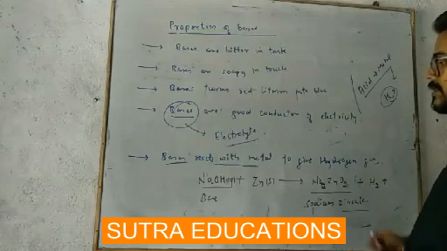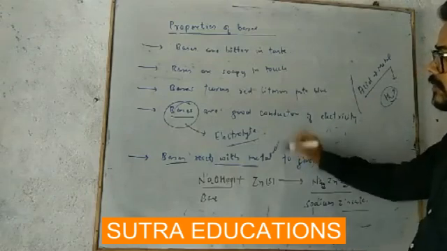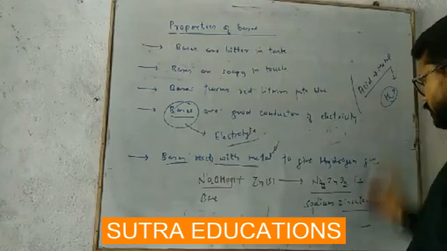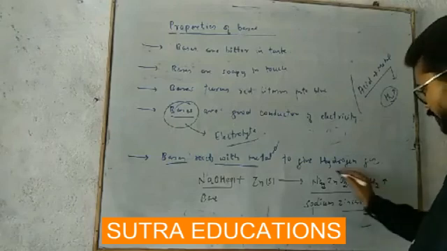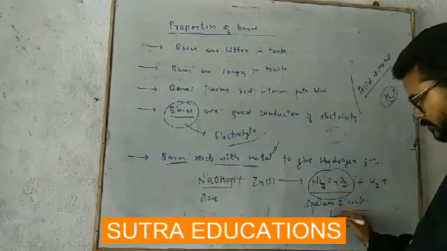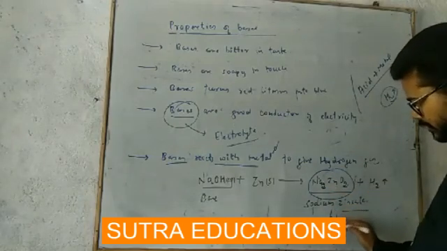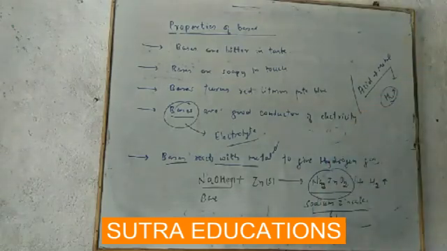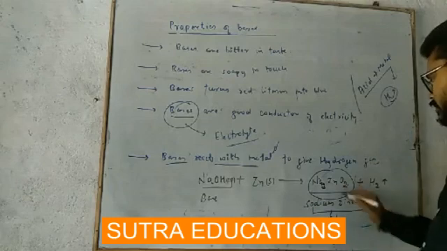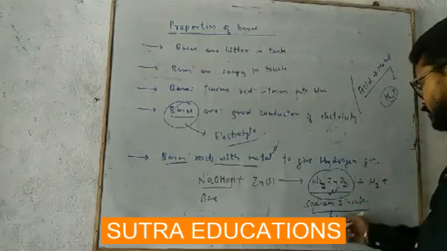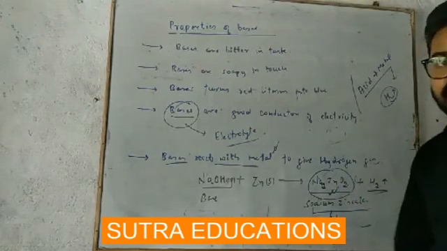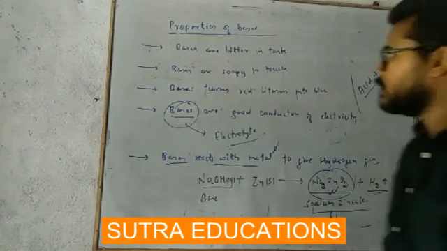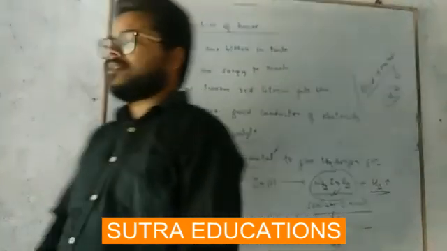So bases react with metal, not with every metal, with some metals, to give metallic salt. This is actually a salt, and its name is sodium zincate. So bases react with metal to give salt and hydrogen gas. Salt is here sodium zincate, and hydrogen gas is produced here. So these are some important properties of bases.